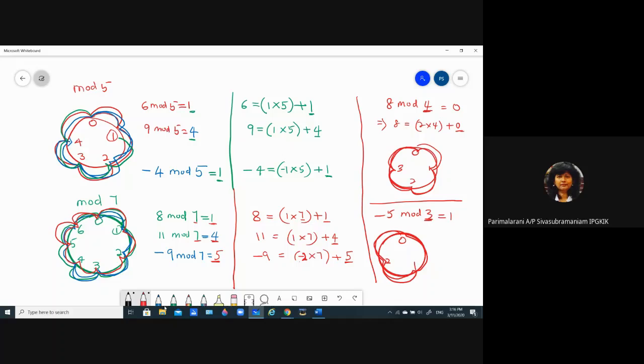The answer is 1. So if we use the calculation method, we know that negative 5 is equal to, what do we write here? Negative, so we also write negative. Negative what? 2, yes, very good. 2, because we want 2 times 3, which is 6, bigger than 5. We want it to be bigger than this, okay? So this is negative 6. Negative 6 plus 1 will give us negative 5. So the remainder is 1.